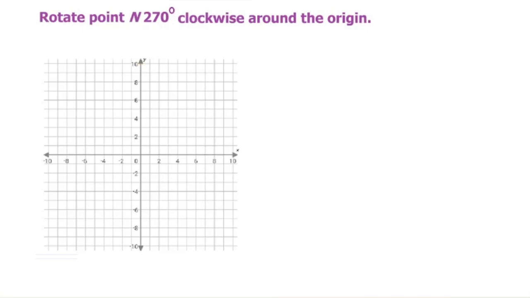In this lesson, we're going to learn how to rotate a point 270 degrees clockwise around the origin. So if we have a problem like this one that says rotate N, here's N, 270 degrees clockwise around the origin. So let's first label this point. We can see that it's (2, 6). X is 2, Y is 6.